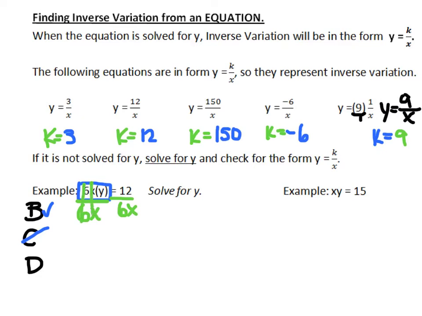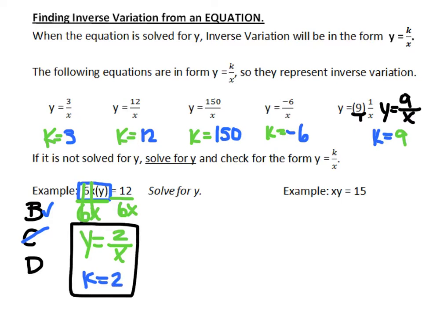So notice the 6 and the x cancel out, and you get y equals 12 divided by 6x. You can only really divide those numbers, and 12 divided by 6 gives you 2 over, the x stays in the bottom of the fraction, so we get y equals 2 divided by x. Notice, this is in inverse form, y equals k divided by x, so k is equal to 2.